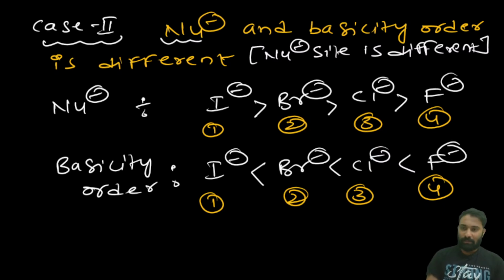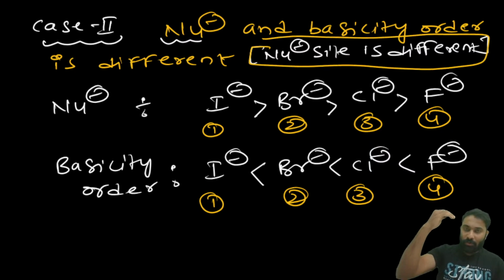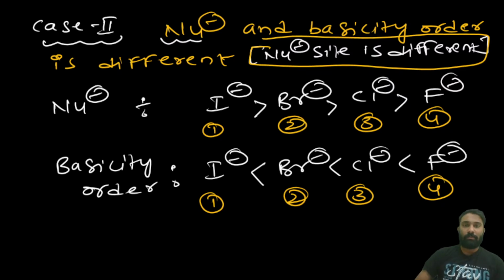Yes. Good. Here we know strong acids' conjugate bases are good leaving groups. As we know, when we move from top to bottom, the acidic strength increases, and the strong acid's conjugate base is a good leaving group. Here in this case, I minus, Br minus, Cl minus and F minus. I minus is a strong nucleophile. But here the basic strength order will be reverse.